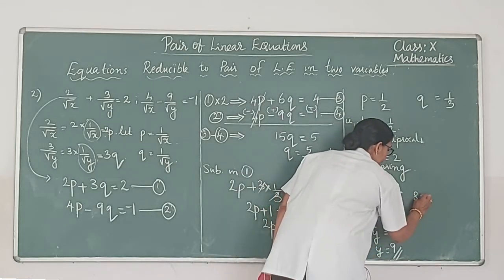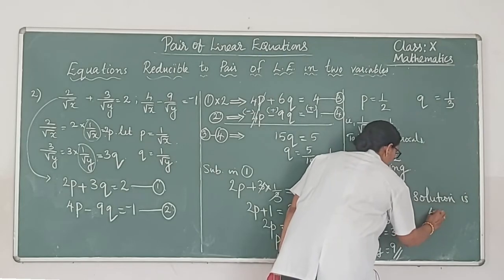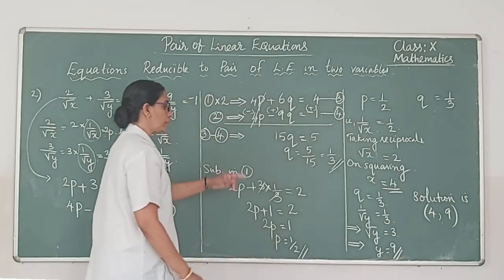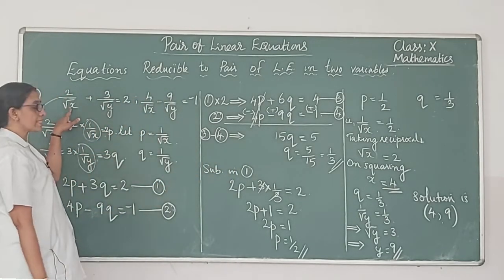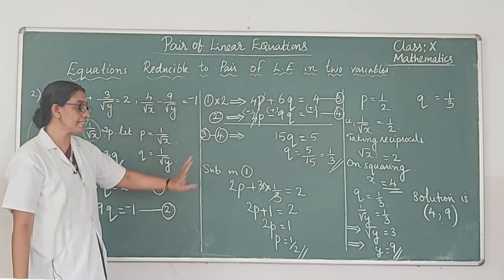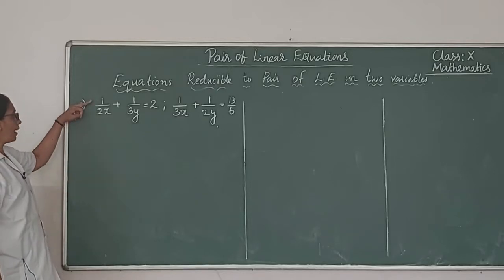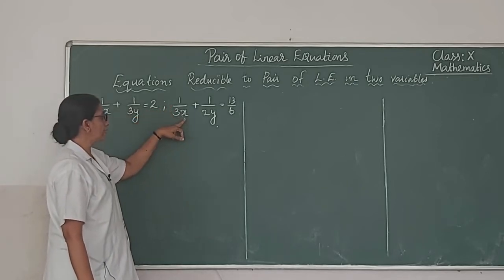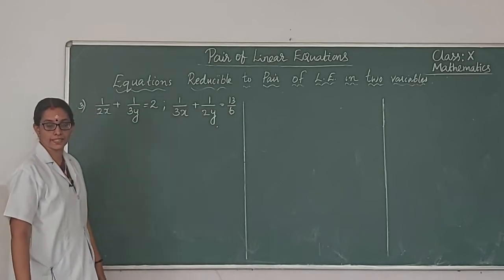So solution is 4 and 9. Okay children. So you can verify your answer by substituting that value of x and y in this given equations, whether it is correct or not. Now another question. 1 by 2x plus 1 by 3y equal to 2. 1 by 3x plus 1 by 2y equal to 13 by 6.